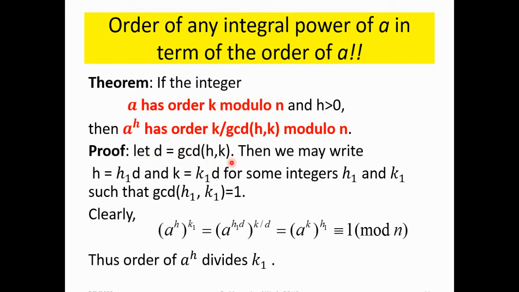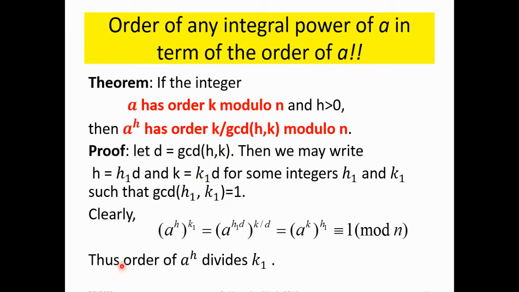Let d be GCD of h and k. Then we may write h is equal to h1 into d and k is equal to k1 into d for some integers h1 and k1, where h1 and k1 are relatively prime. Now clearly we consider a to the power h to the power k1, because we have to find order of a to the power h. So we have to calculate some power of a to the power h that will give us 1 under modulo n, and that power we will prove is k upon GCD of h and k.